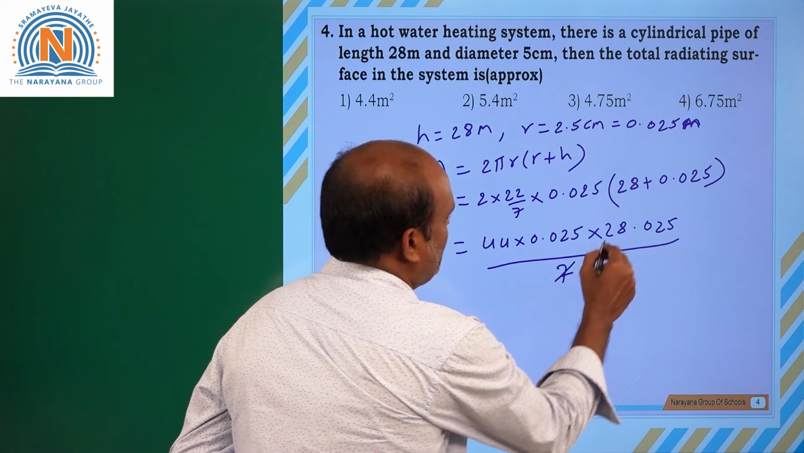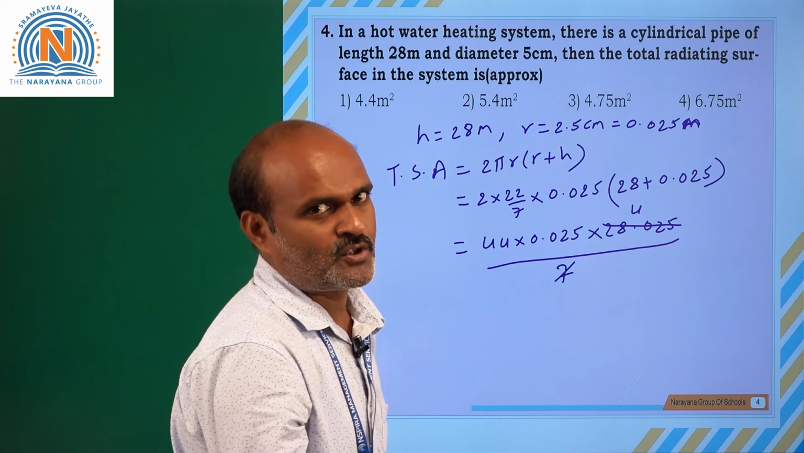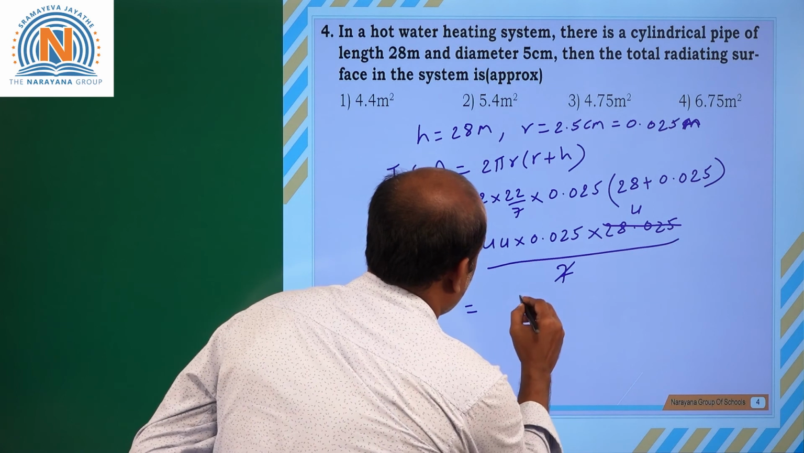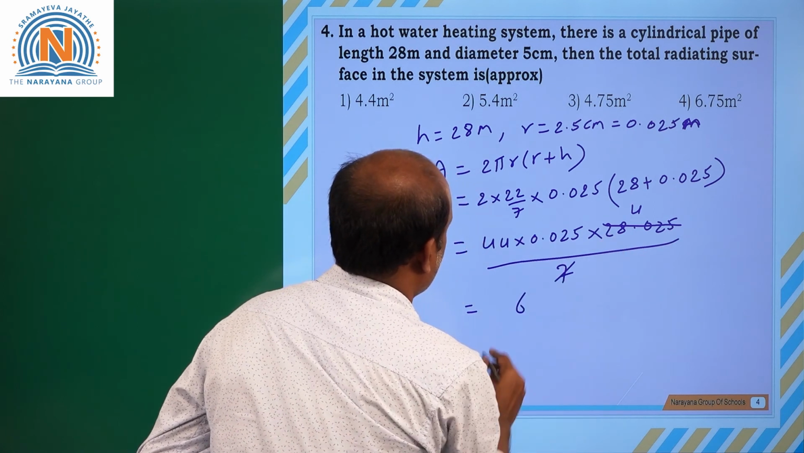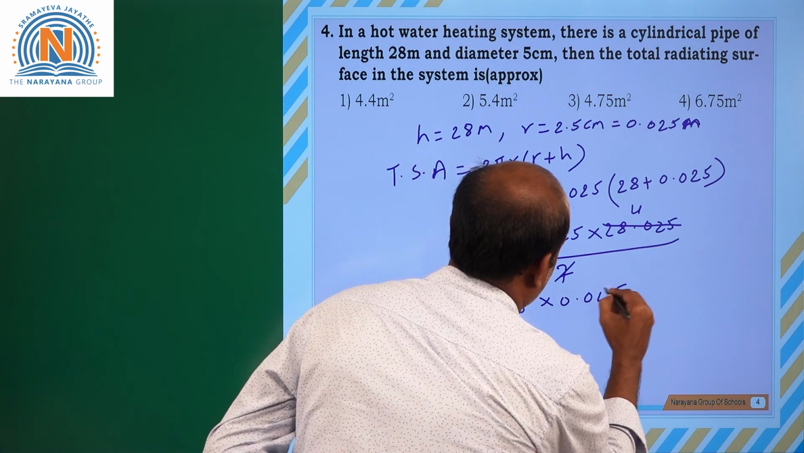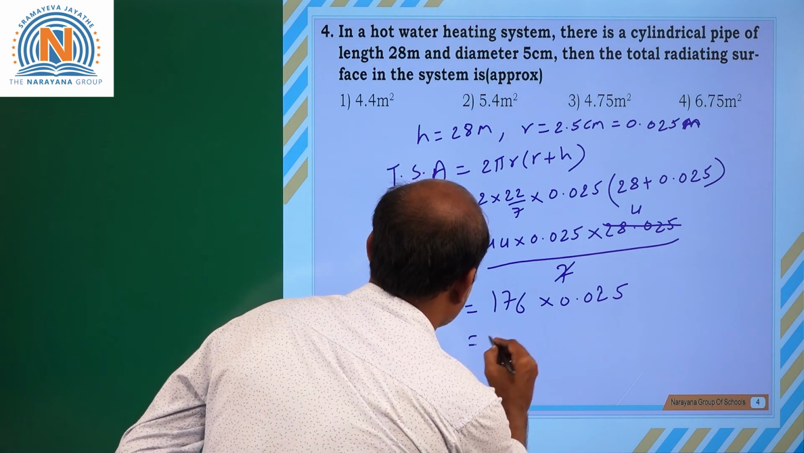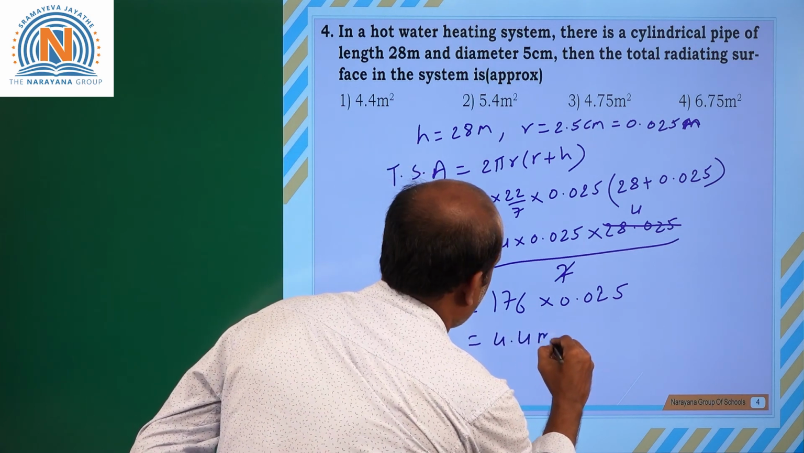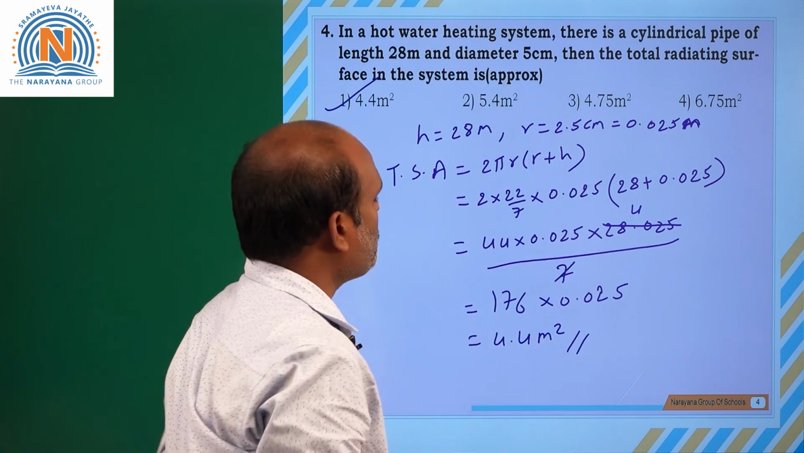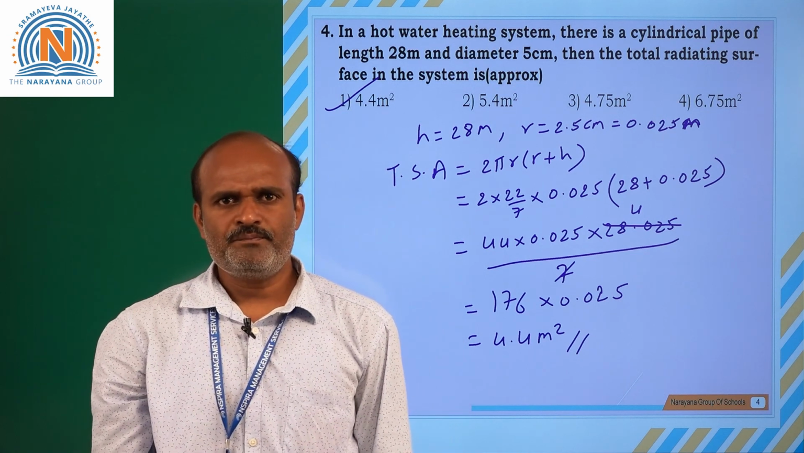It is an approximate value, right? This 7 goes into 28 four times. Approximately 4 times, 4.0 something. We will consider it as 4. That is equal to 4 into 4, 16, 4 into 44 is 176, into 0.025. If you multiply these two, we get the answer 4.4 meter square. So the correct answer is option 1, 4.4 meter square. Thank you students. Stay home, stay safe.